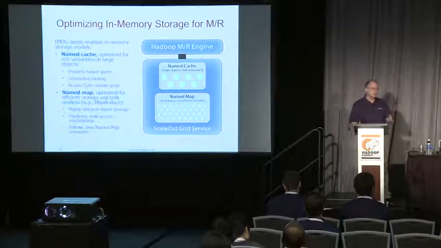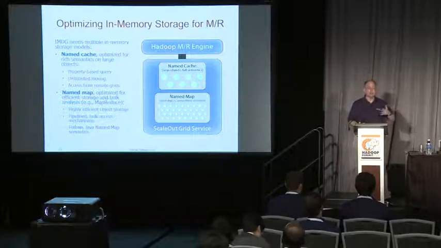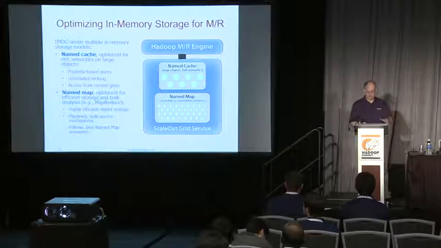We also use the NameMap transparently to store the shuffled data between the mappers and the reducers, so that as data flows between the two, it's stored using the same optimizations in memory in the grid.